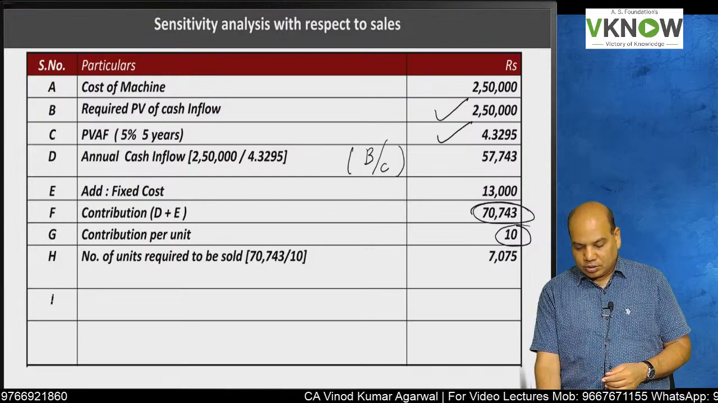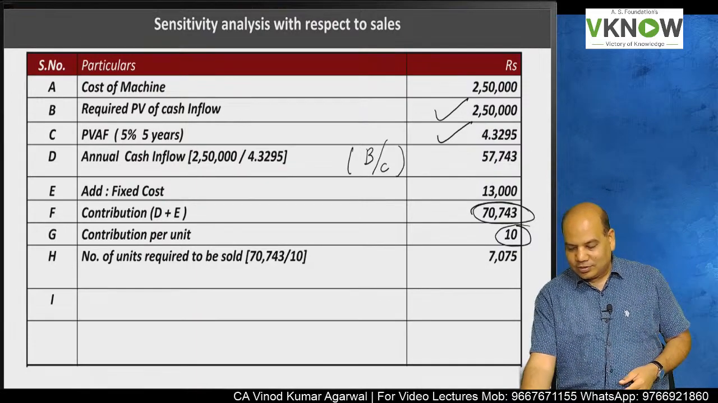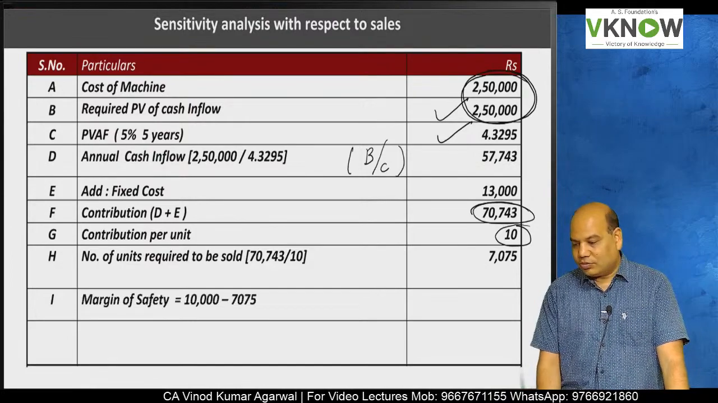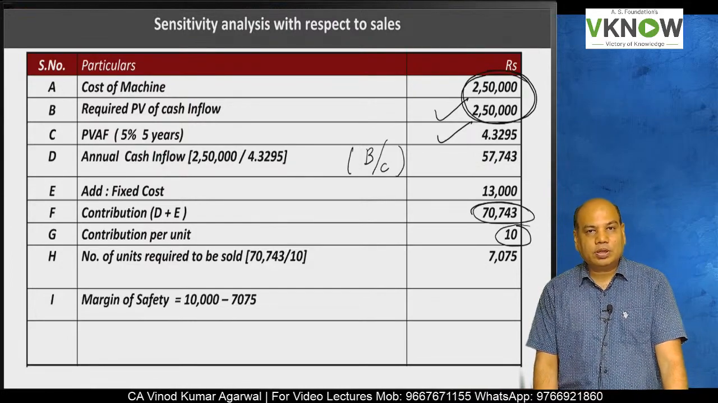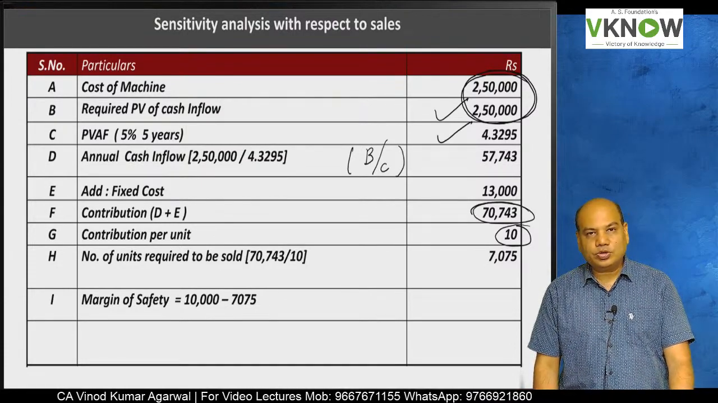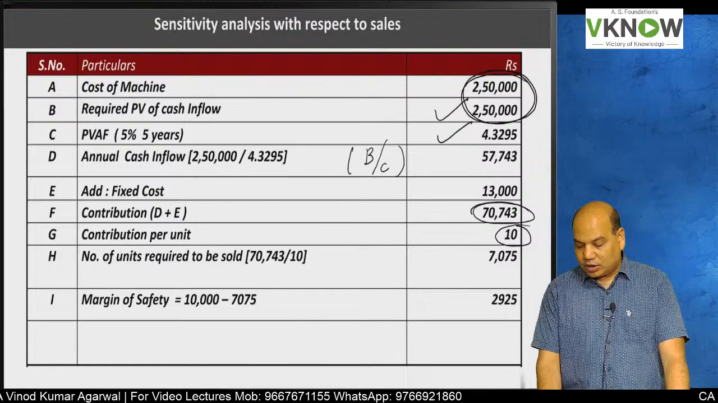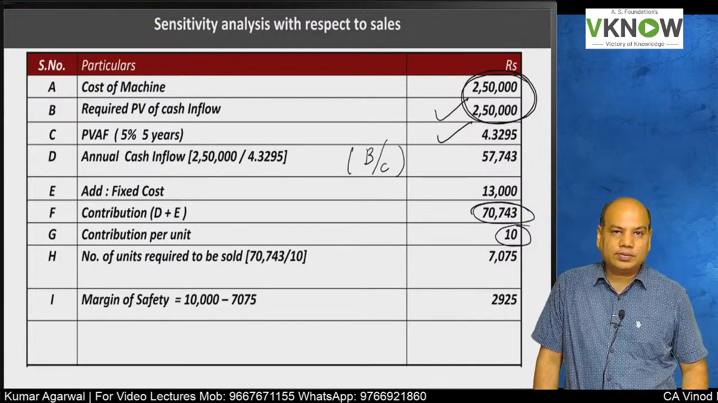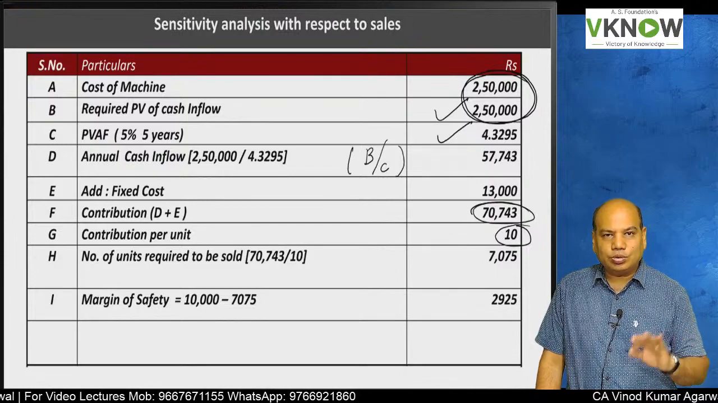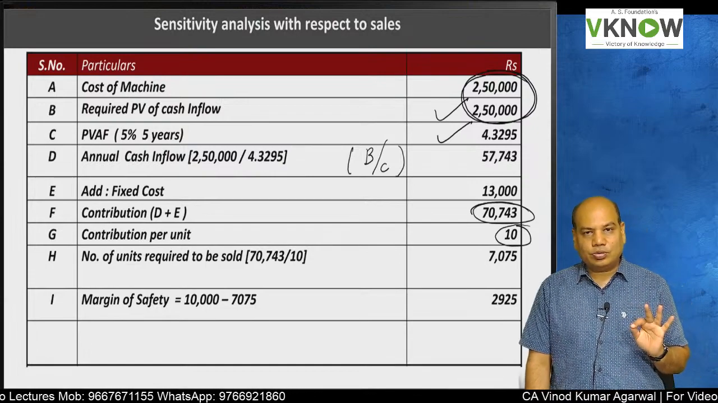7075. That is my minimum quantity to be sold, so that your NPV will be 0, not negative. So how much margin of safety do we have? My original estimate is 10,000. Minimum quantity to be sold at which NPV will be 0 is 7,075. So I still have a margin of safety of 2,925. Even if my sales quantity per annum goes down by 2,925, my NPV will be positive, or 0, but not negative.